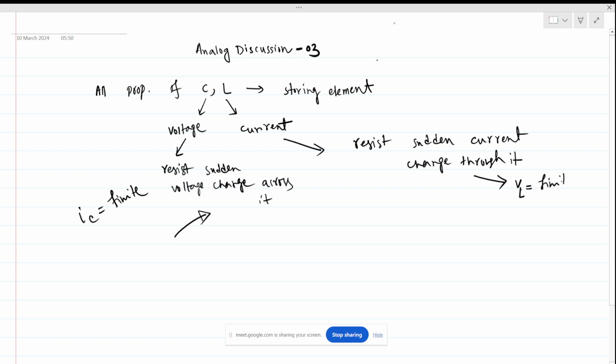Now the question comes: if IC becomes infinite and VL becomes infinite, then the voltage across the capacitor and the current through the inductor can change instantly, an instant jump. It can be increased or decreased, according to our circuit. So let's have a common circuit.